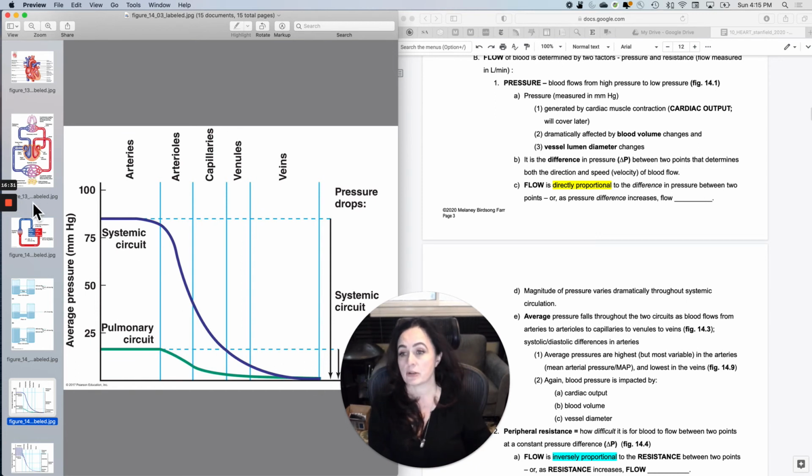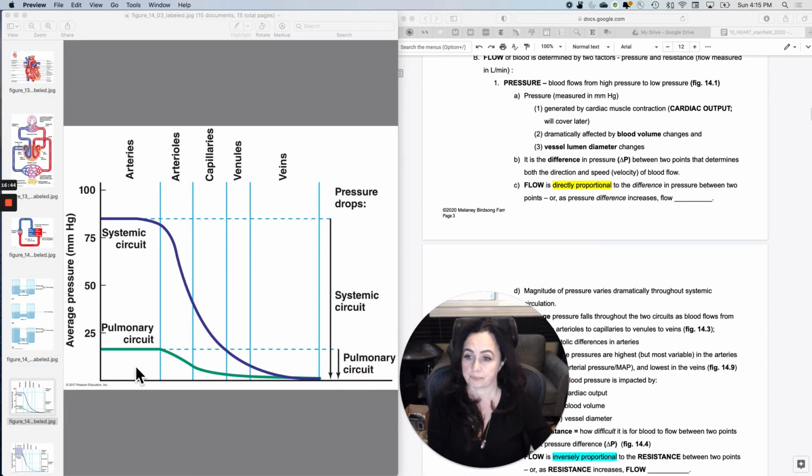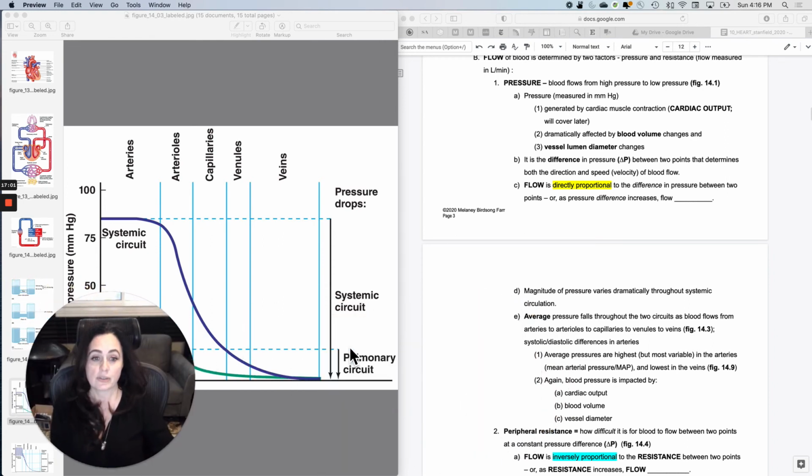And since the pressure is highest in the arteries, blood will flow from the arteries to the arterioles, to the capillaries, to the venules, to the veins, to the superior and inferior vena cava. That's in the systemic circuit. In the pulmonary circuit, it does the same thing. Way lower pressure because, of course, the right ventricle is much less muscular and generates less pressure than the left ventricle. But the trend is the same in both the systemic and the pulmonary circuit. So the average pressure falls throughout the two circuits as blood flows from arteries to arterioles, capillaries, venules, veins.